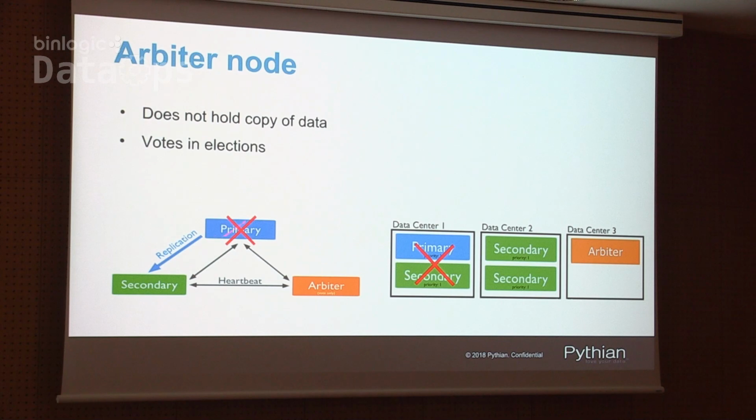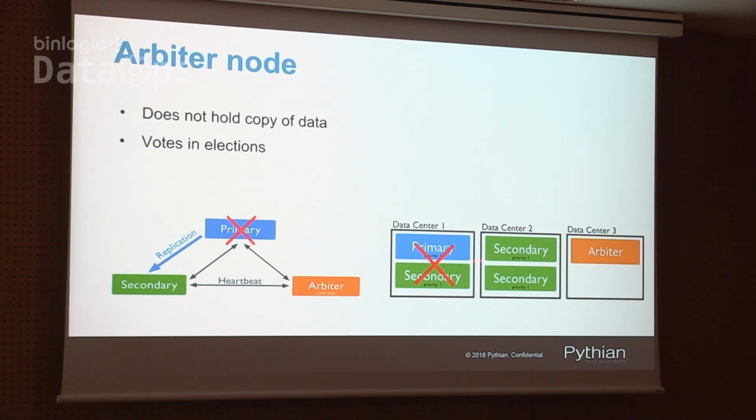And when the primary goes down, the secondary will say, I have data, I want to be the primary. The arbiter will see the secondary that is alive, it's there, and the vote will go to the secondary. So this one will be the new primary.